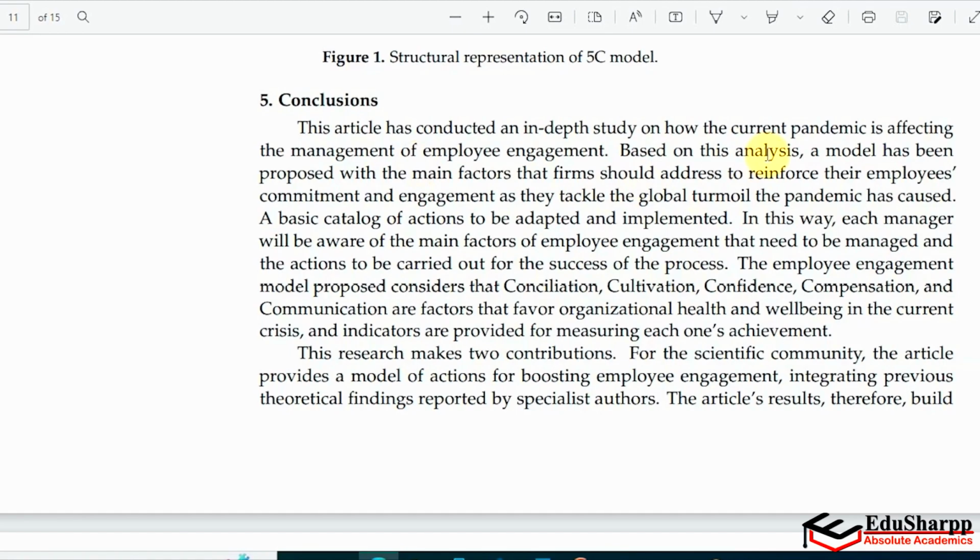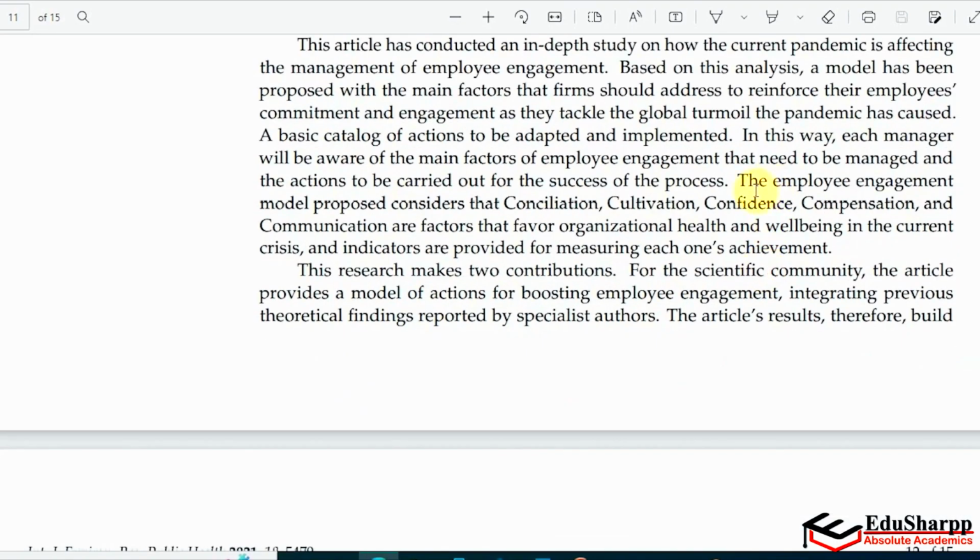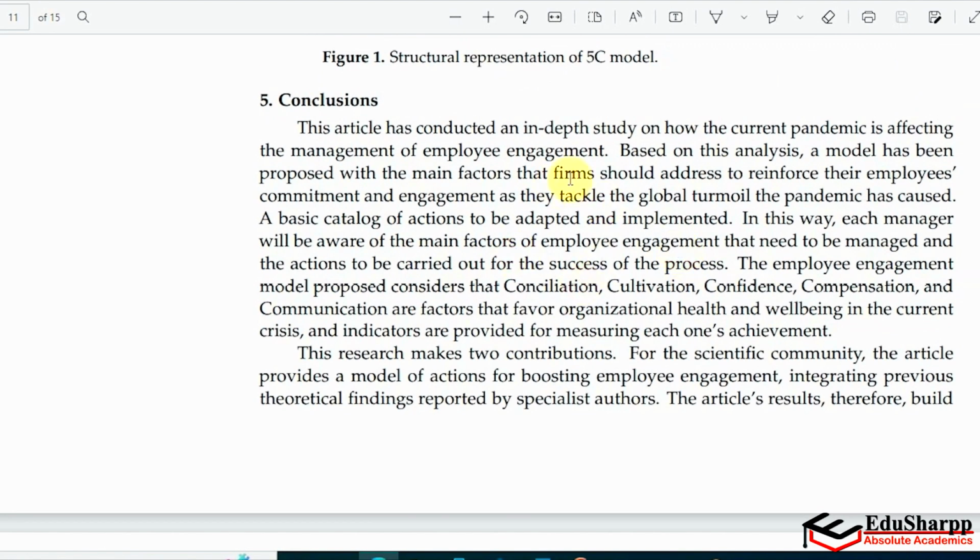Now based on this analysis, a model has been proposed. Obviously they have proposed a model and the model is this 5 C's model. They have mentioned the model as well. The employee engagement model proposed considers that conciliation, cultivation, confidence, compensation and communication are the factors that favor organizational health. So now you can see that in first paragraph of conclusion, they have given a brief of their topic and the research questions that they have taken.